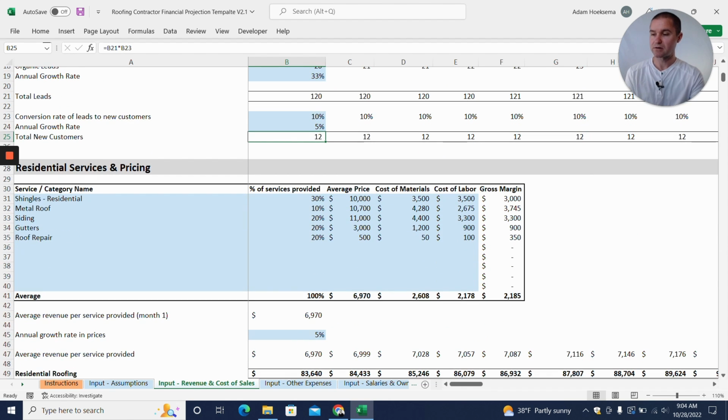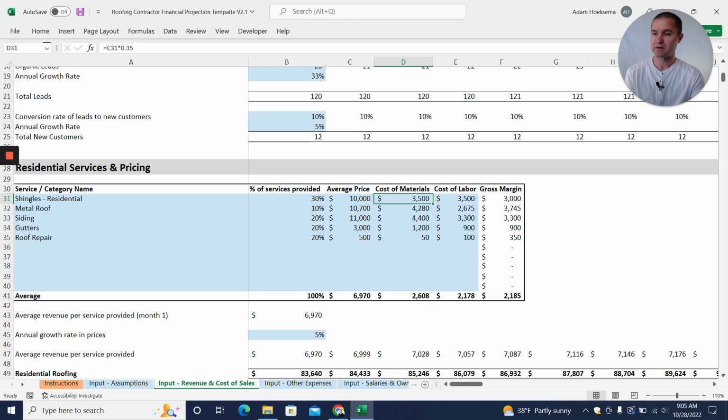And then here's the breakdown of the services that we're going to provide. So you can put in the different services. We've got shingles for residential, a metal roof, siding, gutters, and roof repair as a set of different services we provide. And you'll want to put in what percentage of your total customers are going to purchase each of these services. So we're saying out of these 12 new customers, 30% are going to buy or just need new shingles. Maybe 10% need a metal roof and so on. And you can put in the average price for that service. And then the cost of materials.